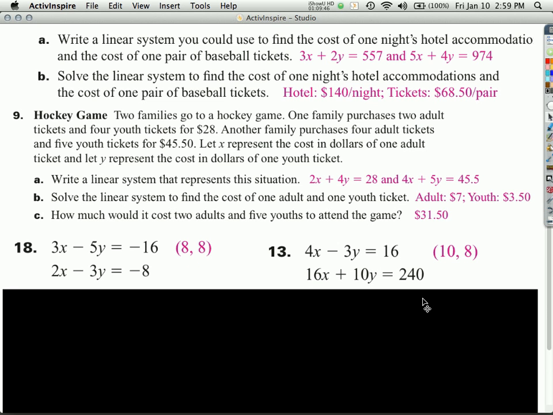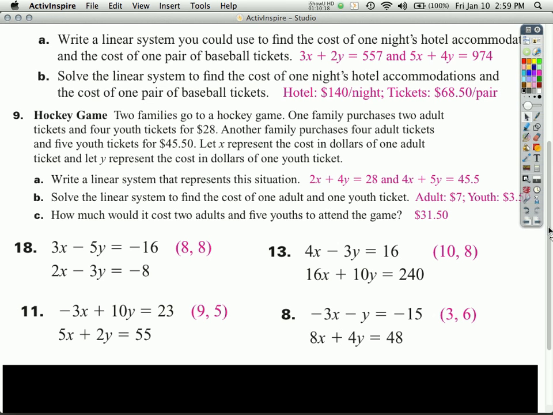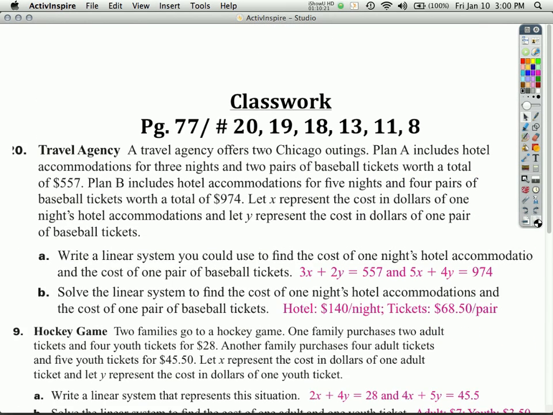And then there was some just basic solving systems. 18, it was 8, 8. 13 was 10, 8. 11 was 9, 5, and 8 was 3, 6. Comments and questions? Brandon, Ania, and then over here. Any other comments, questions? Okay, draw a line across your paper.